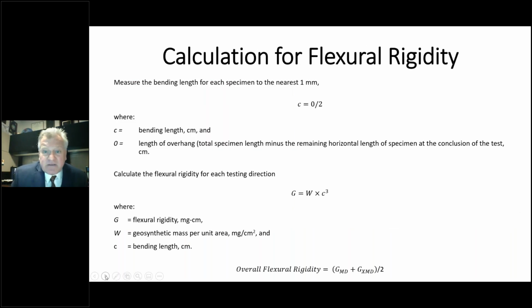The calculation of flexural rigidity is here. You're getting a bending moment, which is then the length of overhang divided by 2, and subsequently calculating a flexural rigidity. You need to know that value C, which is from the overhang divided by 2, and then multiply it by the mass per unit area of the turf reinforcement mat.